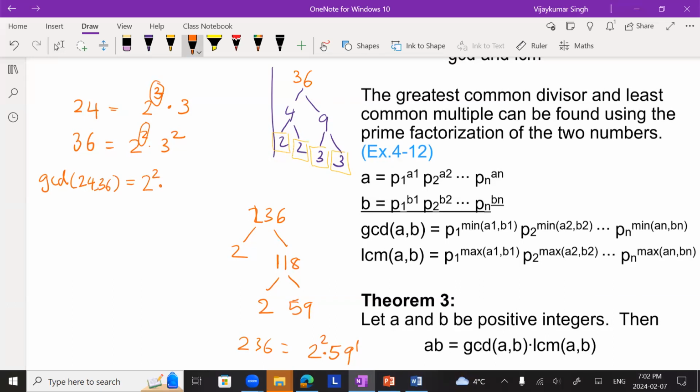If I take the largest power, 2 to the power 3, suppose, then 2 to the power 3 does not divide the second one. So how can it be a common divisor? You see what I mean? Similarly, let's look at the power of 3. What is the smallest power of 3? It's 1. So 2 to the power 2 times 3 to the power 1. This is going to be my GCD, which as you can see is 4 times 3, which is 12 indeed. So this is the way to find the GCD quickly and in a very organized way.